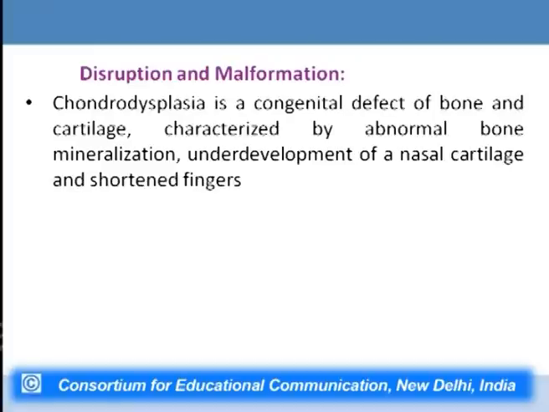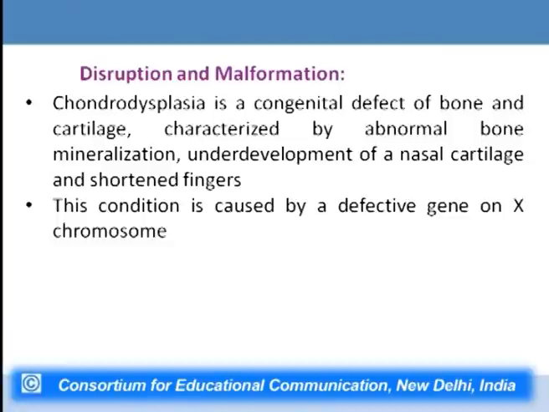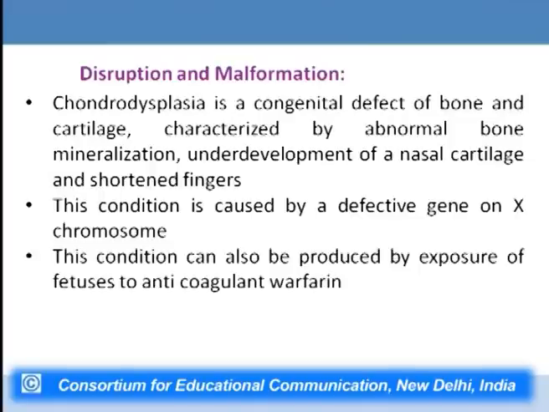For example, achondroplasia is a congenital defect of cartilage, and it is characterized by abnormal bone mineralization, which leads to underdevelopment of nasal cartilage and shortened fingers. But this condition can also be caused by a defective gene on the X chromosome, and it can also be caused by exposure of the fetus to an anticoagulant known as warfarin. So it is difficult to find out what exactly is the cause for this particular condition in an individual.